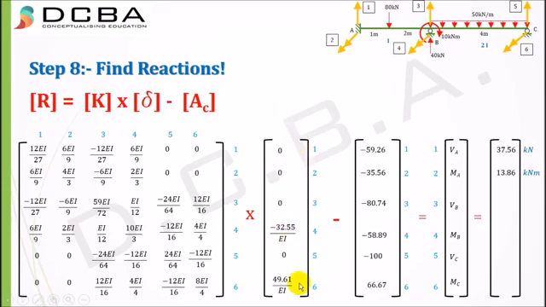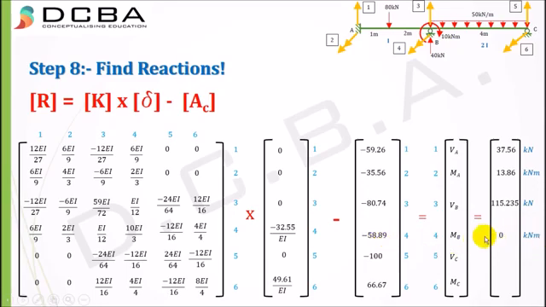Third row into this column, so the fourth element here is EI by 12 into minus 32.55 plus 12 EI by 16 into 49.61 minus minus 80.74, and you get 115.235 kilonewton as VB. Then again here, 10 EI by 3 into minus 32.55 by EI, I'm sorry, plus 4 EI by 4 into 49.61 minus minus 58.89, we get 0 kilonewton meter.